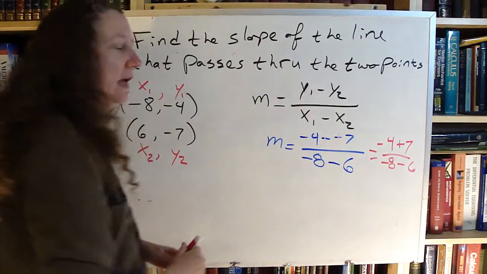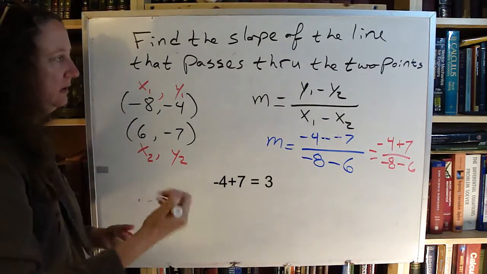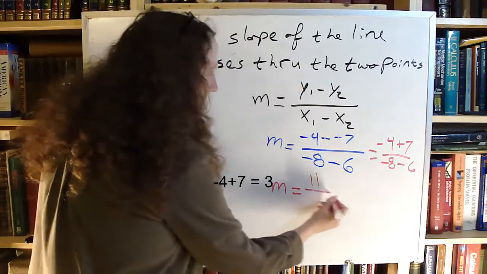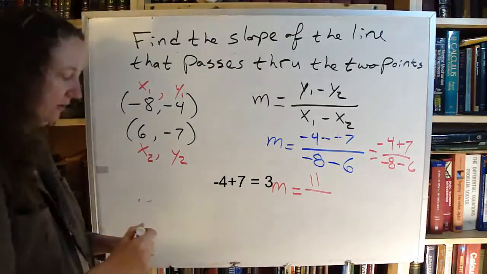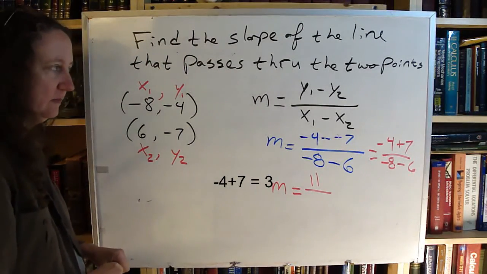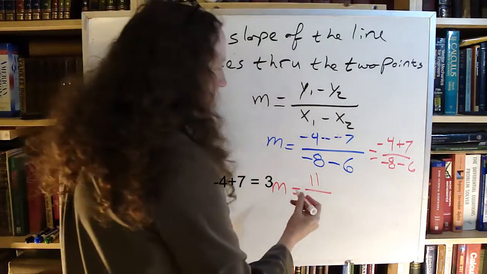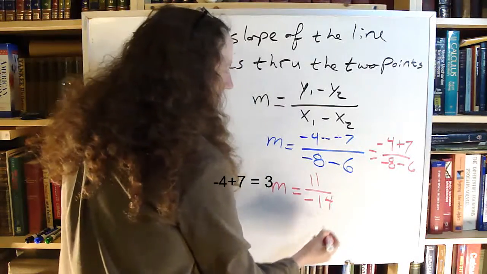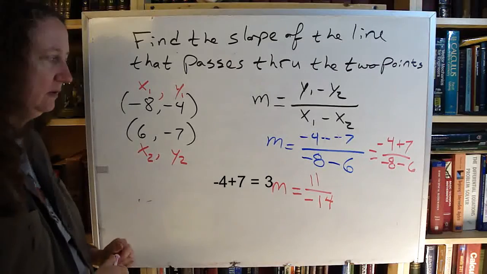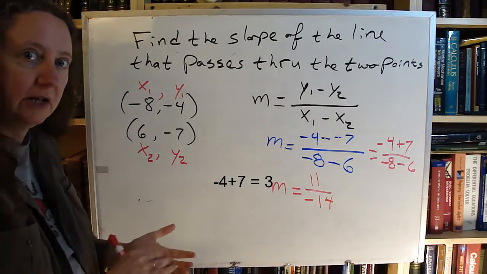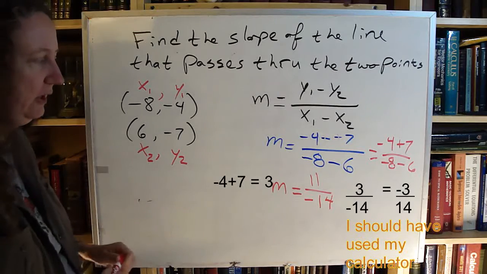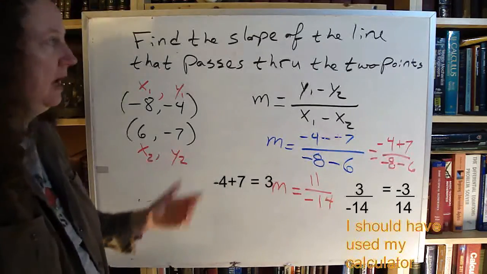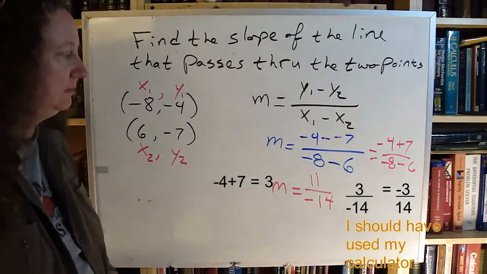Negative 4 plus 7. Add that together. Should have 11. Negative 8 minus 6. Add that together. They're the same sign if you're adding. You should get negative 14. Feel free to type it in the calculator if you need to. There's no shame in using a calculator. I now have my slope, and that's all I was asked to do, is find the slope.